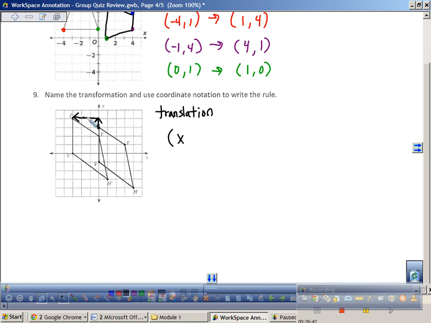So what's happening when I'm running? X what? -3, and what's happening as I'm rising? +1. Or you could have written all the coordinates out, looked at the relationships between them, right?